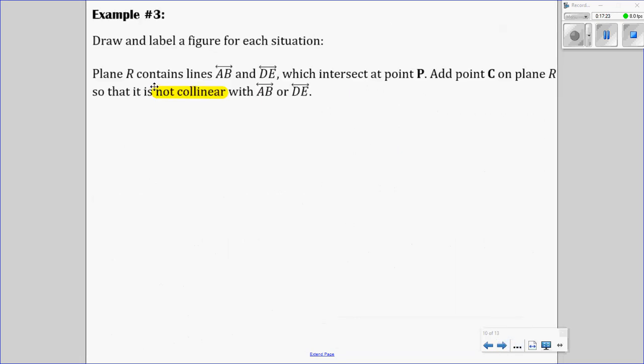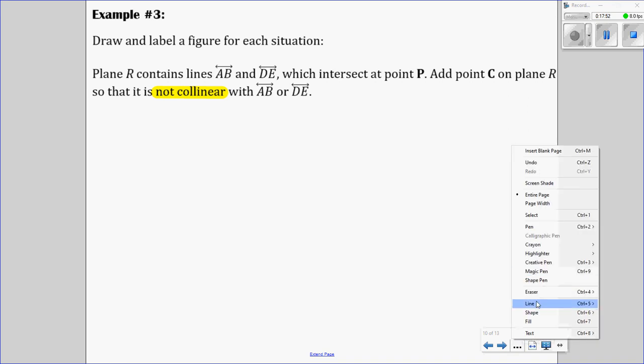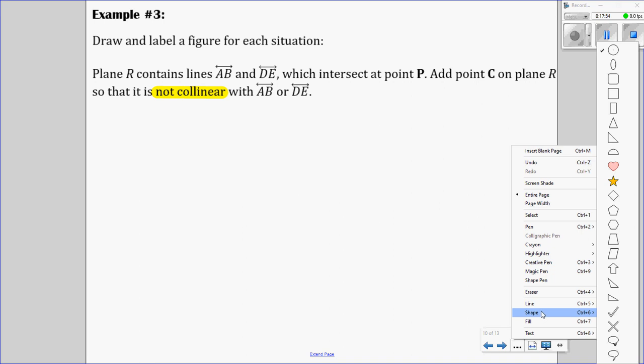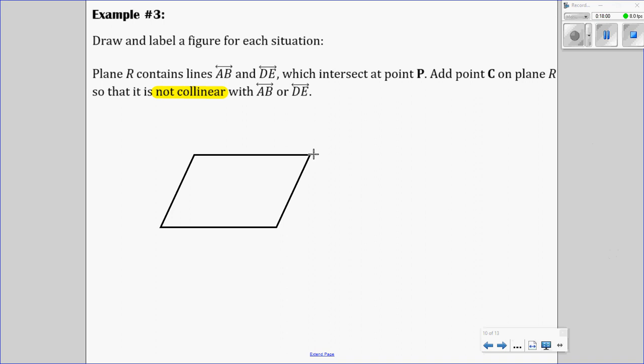All right, so for the next one, it says draw and label a figure for each situation. So we have plane R that contains the lines AB and DE, which intersect at point P. Then you have to add point C on plane R so that it is not collinear with AB or DE. All right, so we're going to draw that. We're looking for a plane, so I'm going to draw the plane.